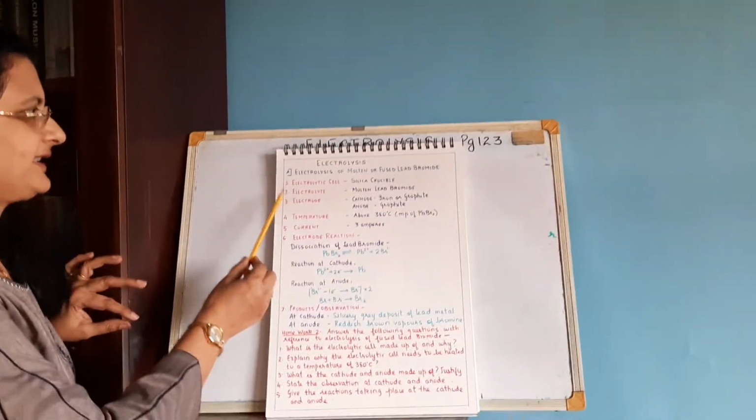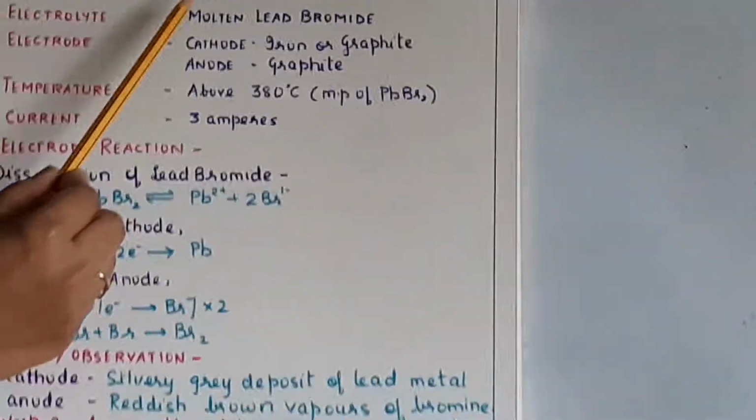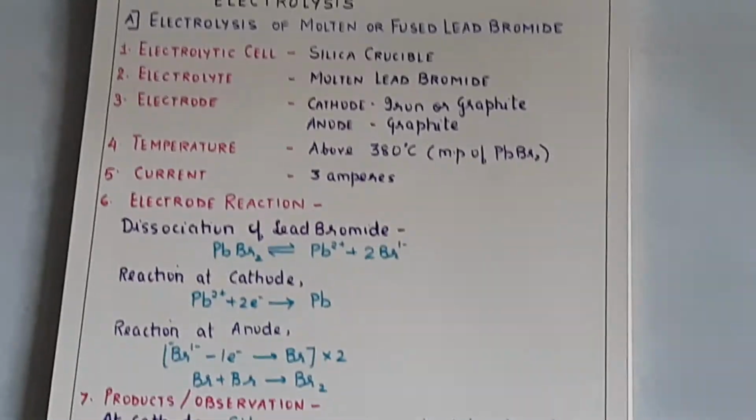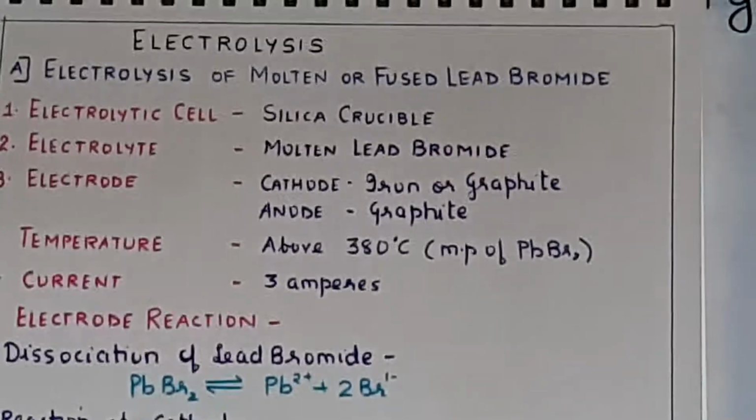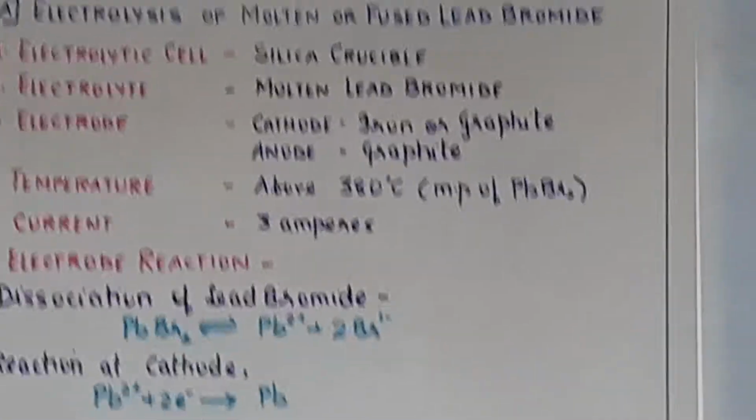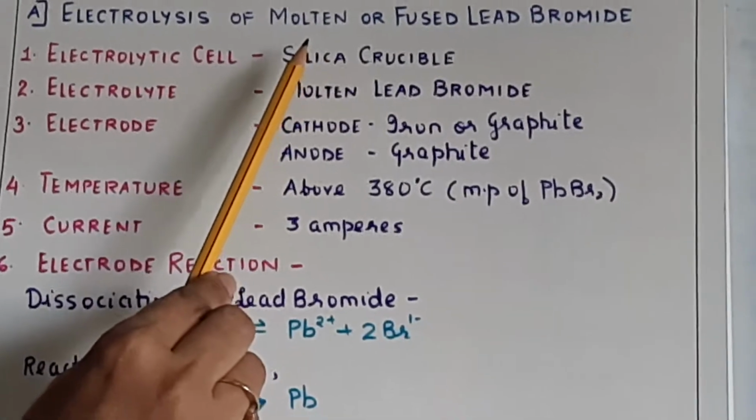the electrolytic cell is made up of silica crucible. Now there is a reason why silica is used as an electrolytic cell. It is a non-conductor of electricity, it withstands a very high temperature and is non-reactive. These are the three reasons. This is a very important question. This you have to remember.